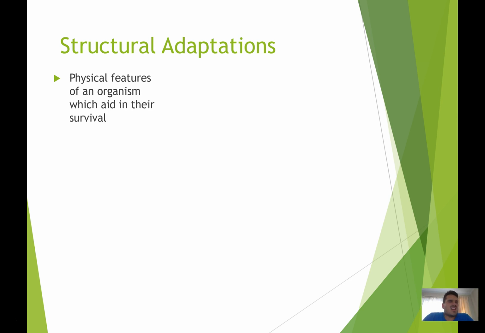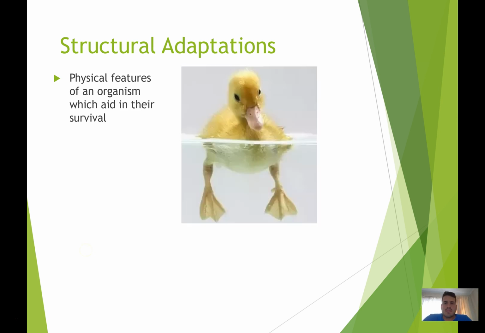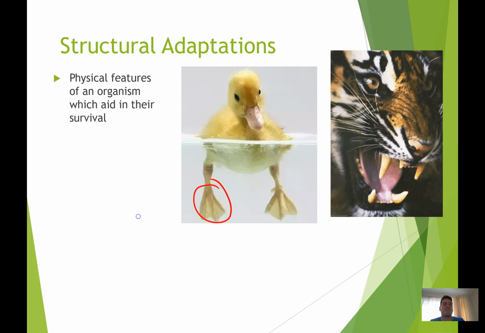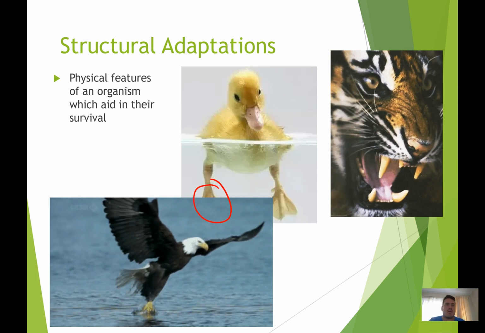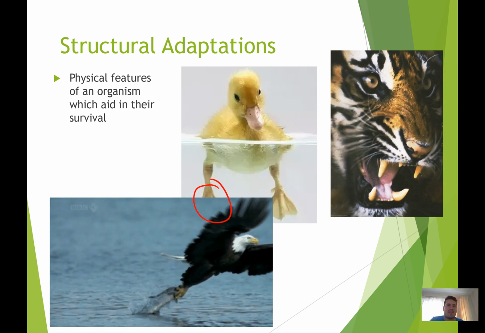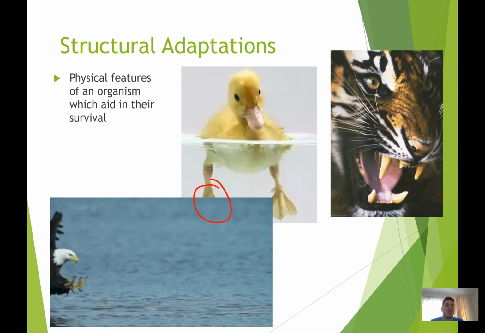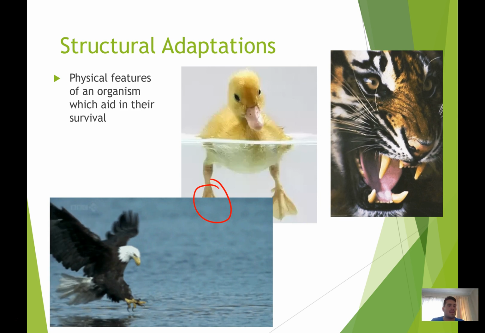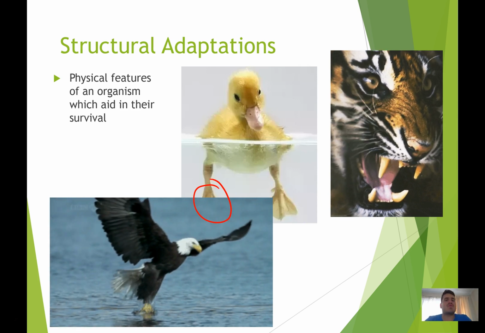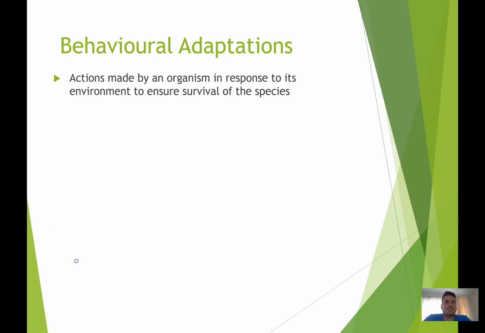Structural adaptations are the easiest ones to talk about. They're the physical features of an organism which aid in its survival. Let's look at some examples. Webbed feet aid things such as ducks swimming in the water. Teeth and claws, wings, and here we've got the example of talons on this eagle. All examples of structural adaptations.